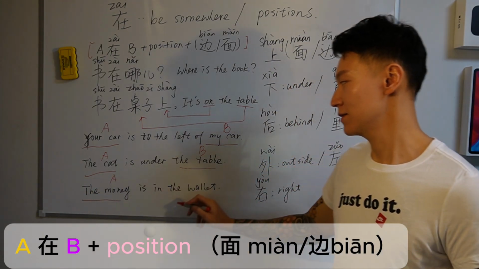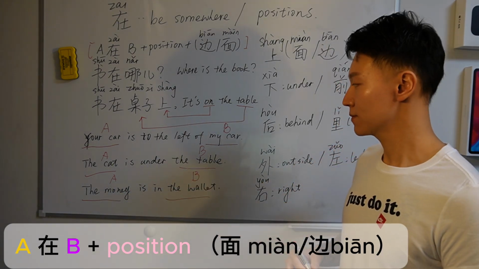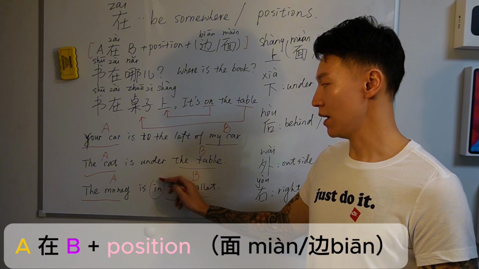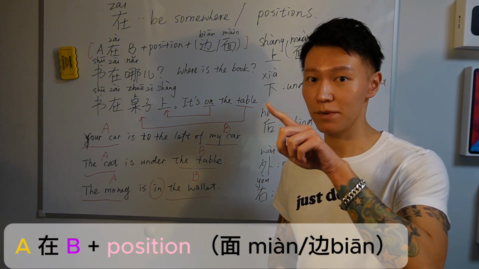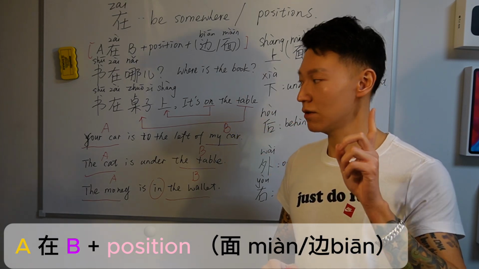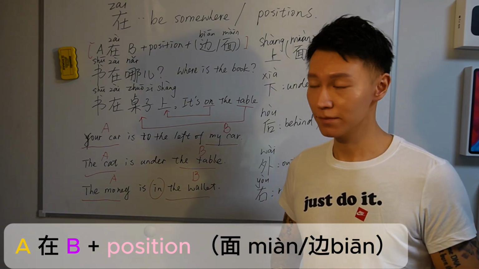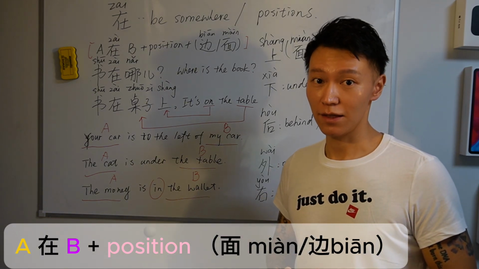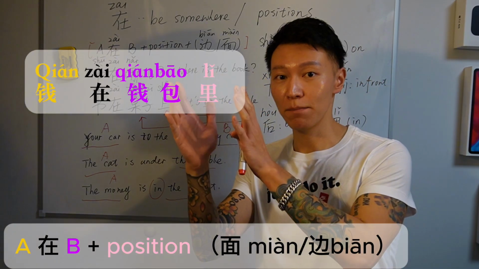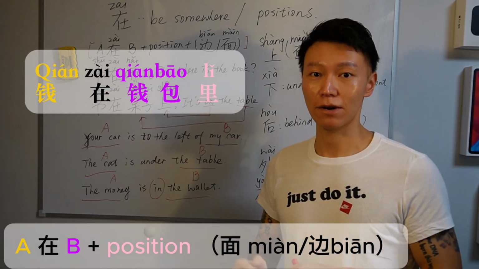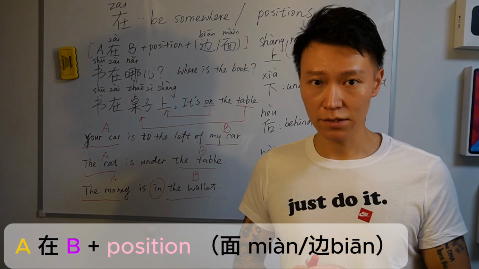Now, the last one. First thing, A. Second thing, B. A is the money, B is the wallet. And we have the position in. Still remember the Chinese sentence order? A is B position, right? So, the money, 钱, wallet, 钱包, position, 里. So, 钱在钱包里, alright? Now let's wrap it up.